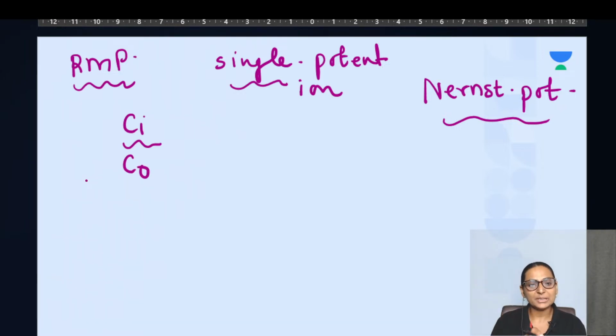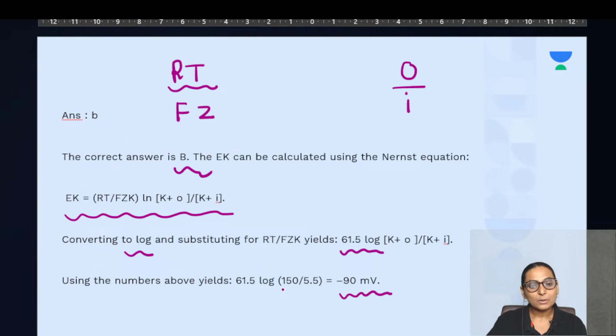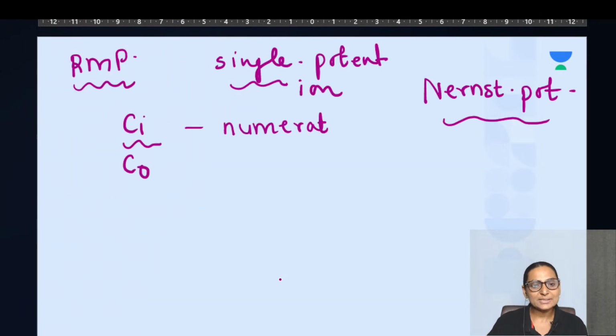हर समय यही कॉम्प्लिकेशन होती है. Remember, जब भी आप ये कैलकुलेट कर रहे हो, always take the higher value on the numerator. तो यहाँ पर higher value क्या थी? 150, that was of the ICF, so we took it above. So always take the higher value on the numerator, the lower value in the denominator, and 61.5 is the constant which you get by substituting R, T and Z, right?